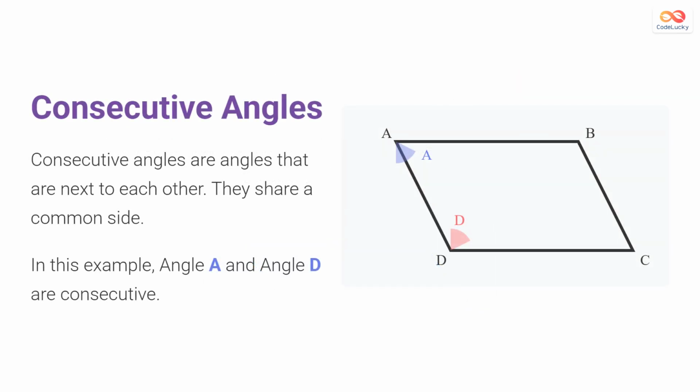Now, let's define consecutive angles. These are simply angles that are next to each other inside the shape. They follow each other in order around the vertices and share a common side. For instance, angle A and angle D are consecutive.